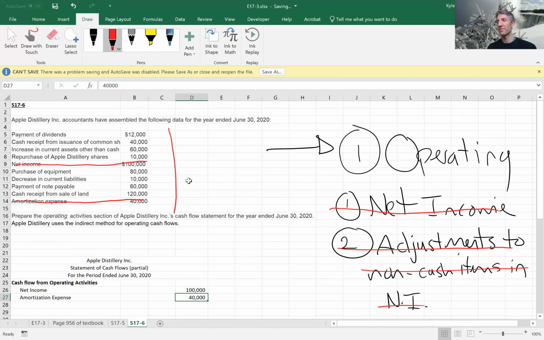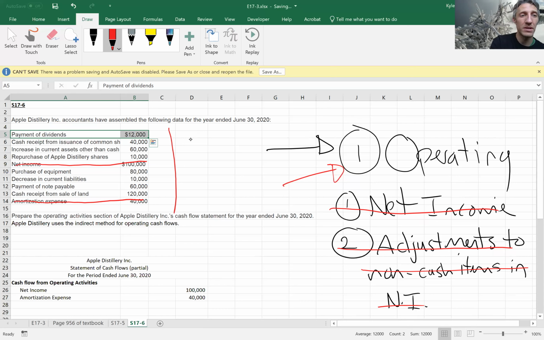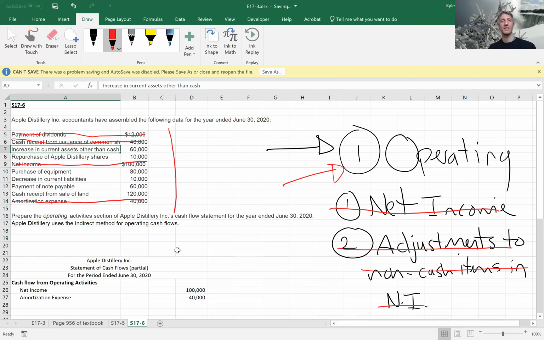So I have here payment of dividends. Well, I'm only doing the operating section of the cash flow statement. Payment of dividends would be out of financing, so it's not going to be included in this problem. Similarly, cash receipts from the issuance of common shares. Issuing common shares, again, is a financing activity, so it's not going to be included in the operating activities section. But increase in current assets other than cash, I'm going to need to do this. Why? Because current assets are a part of working capital, so I need to incorporate the changes.